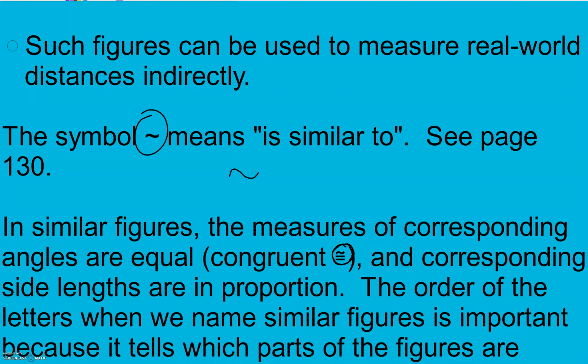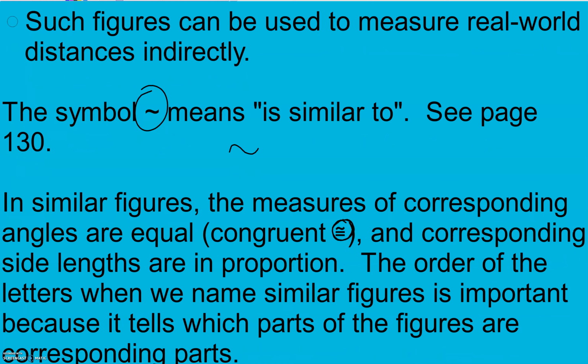The order of the letters when we name similar figures is important. It tells us which parts of the figure are corresponding parts. So triangle ABC is similar to triangle FGH. That tells us A and F are corresponding, B and G are corresponding, and C and H are corresponding. So the order here does matter when we name these.